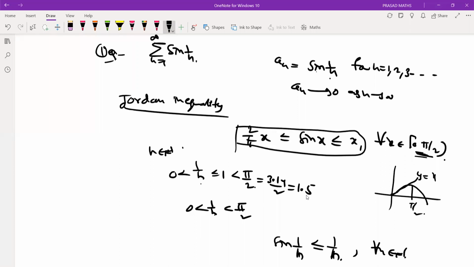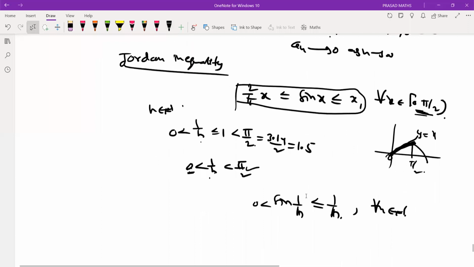Yes or no? Of course, sin 1 by n is always positive. 1 by n is less than 1 and positive, therefore sin 1 by n is also positive, because this is bounded below by 0 and above by 1, which is less than pi by 2. In a sine graph, 0 to pi by 2 is always positive. Yes or no? This is positive. Therefore, this is a positive term series.